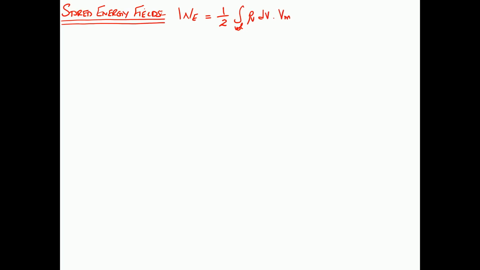But what happens if I want to find this stored energy in the form of fields? So let us see what other way we can represent this. We know that the stored amount of energy by charges is given as 1 by 2, for a continuous charge distribution, integral of rho v dv multiplied with the potential. So can I figure out how much energy is stored in the form of fields now?